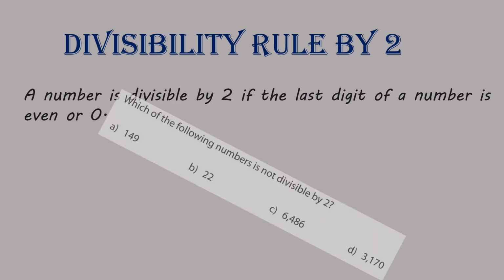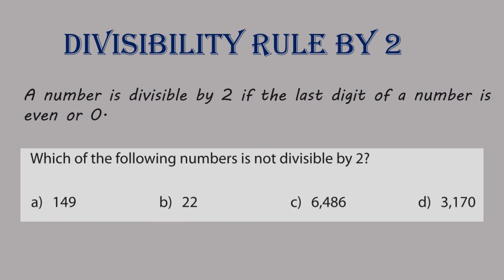Okay, so if the last digit of a number is 0 or even, then that number will be divisible by 2. Let's see a question. Which of the following numbers is not divisible by 2? We have to say which of these numbers are not divisible by 2. So the rule is you have to check the last digit. If it is 0 or 2, 4, 6, 8, then it will be divisible. Now we have last digit as 9, which is not an even number. So this will not be divisible by 2.